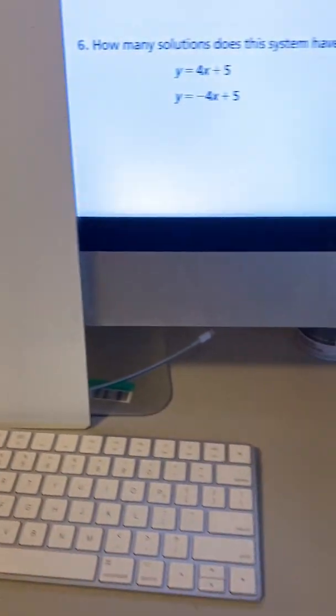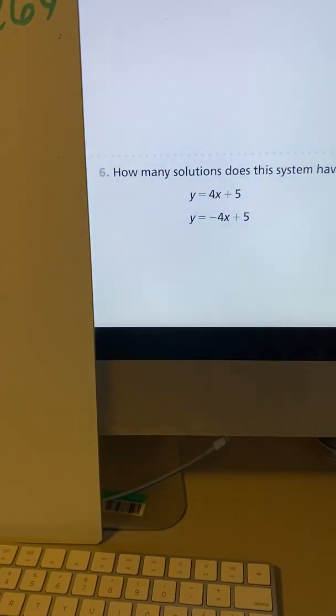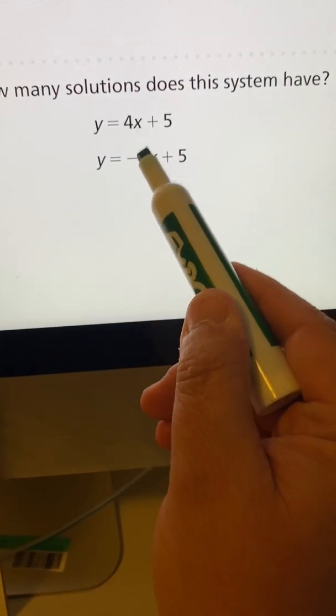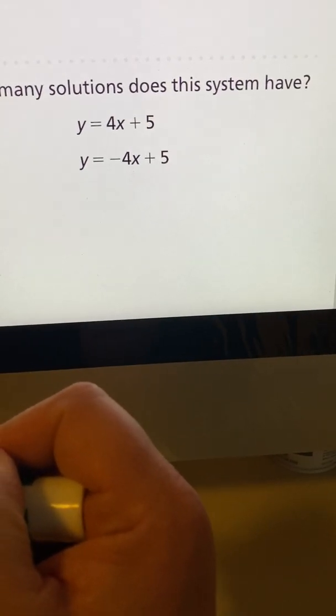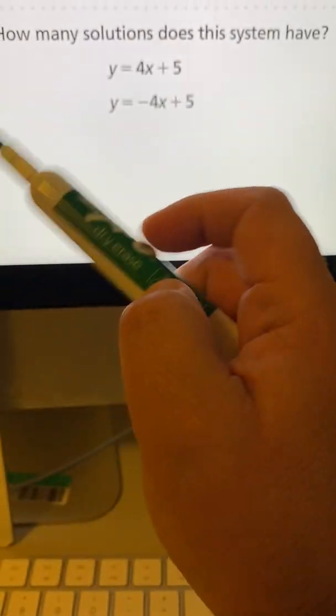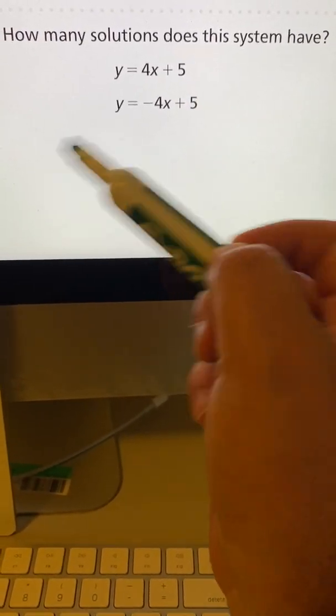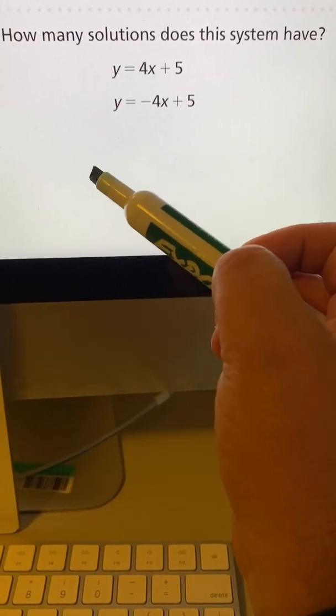Now, over to number 6. How many solutions does number 6 have? Well, I look at it. Do they have the same slope? No, they don't have the same slope. So automatically, one solution. It doesn't matter what my y-intercepts are; that is just telling me what my intersection is, where they cross, what my answer is.